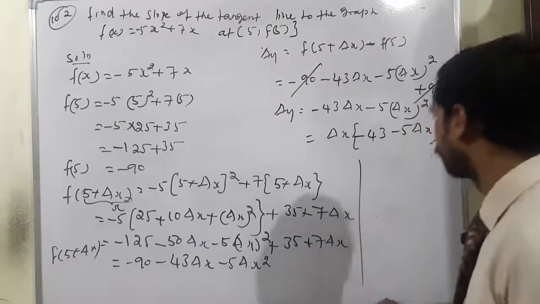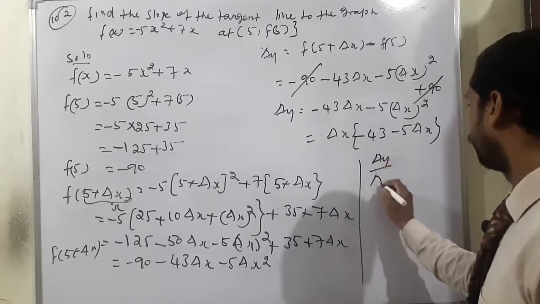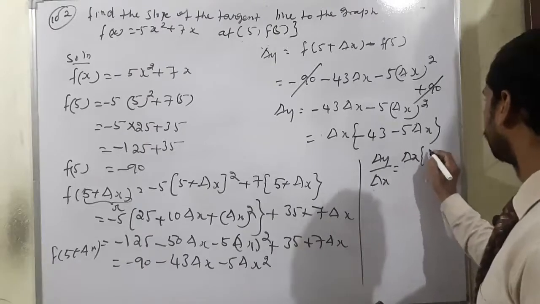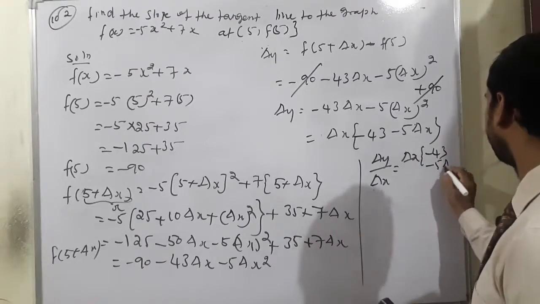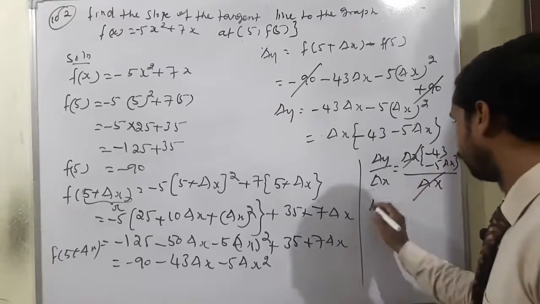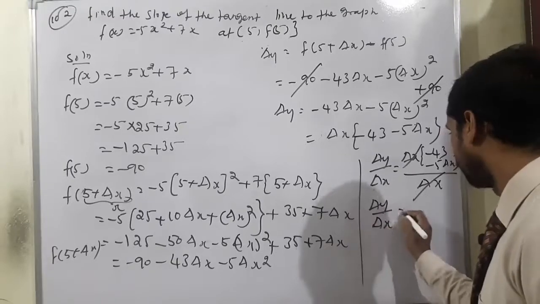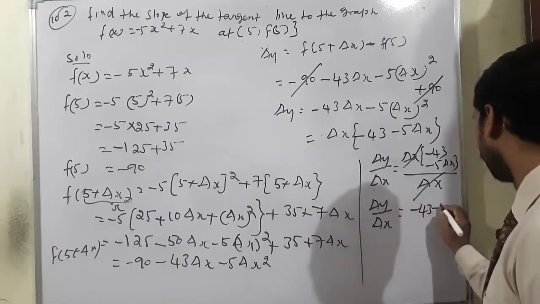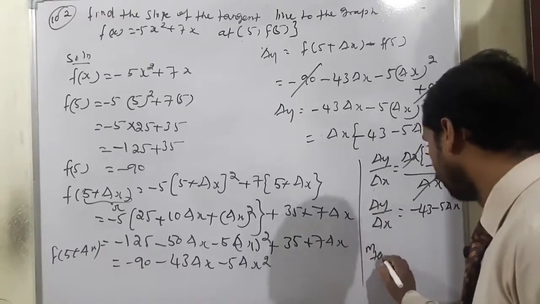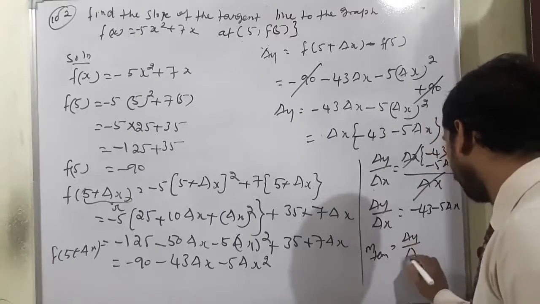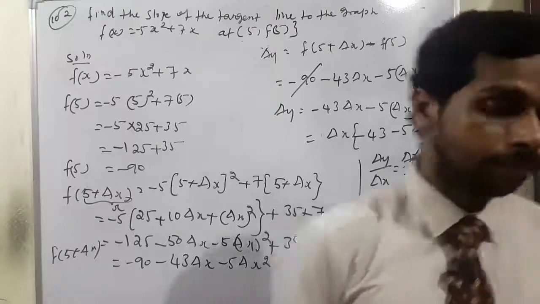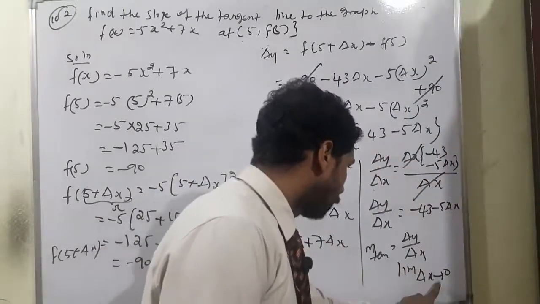Okay. Now I am moving to del y by del x. So del y by del x is equal to, already del y we found, del x into minus 43 minus 5 del x, the whole term divided by del x. Again del x cancel. Therefore del y by del x is equal to minus 43 minus 5 del x. Last condition tangent, isn't it? Therefore m tangent is equal to del y by del x, limit del x tends to 0. So what will the answer be? Instead of del x we can apply the value 0.